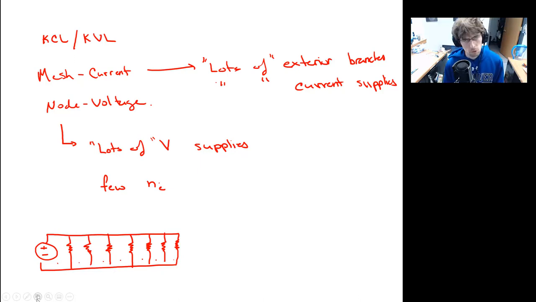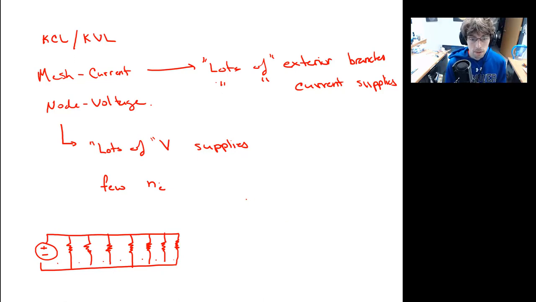Can be done, no problem. But you notice that if you applied node voltage, you only have 2 essential nodes, which means at the end of the day, instead of solving 7 equations simultaneously with the mesh current, you'd only have to solve 1 equation using the node voltage.